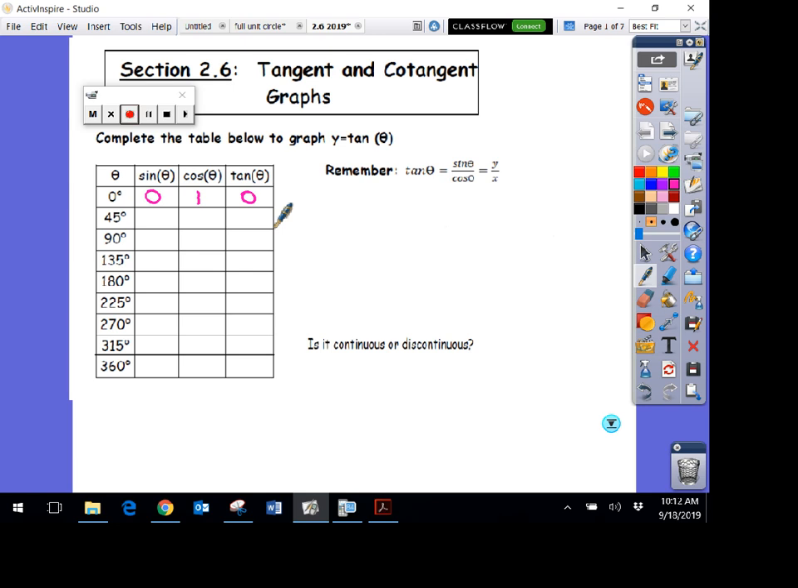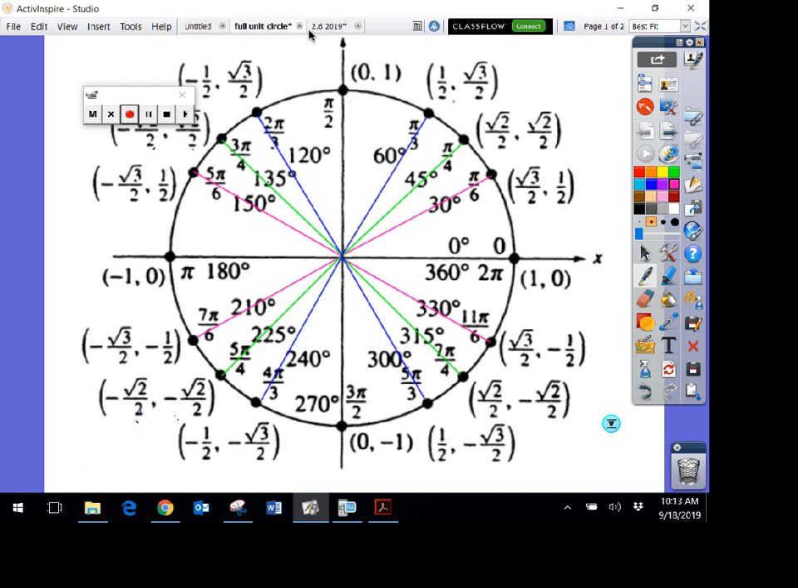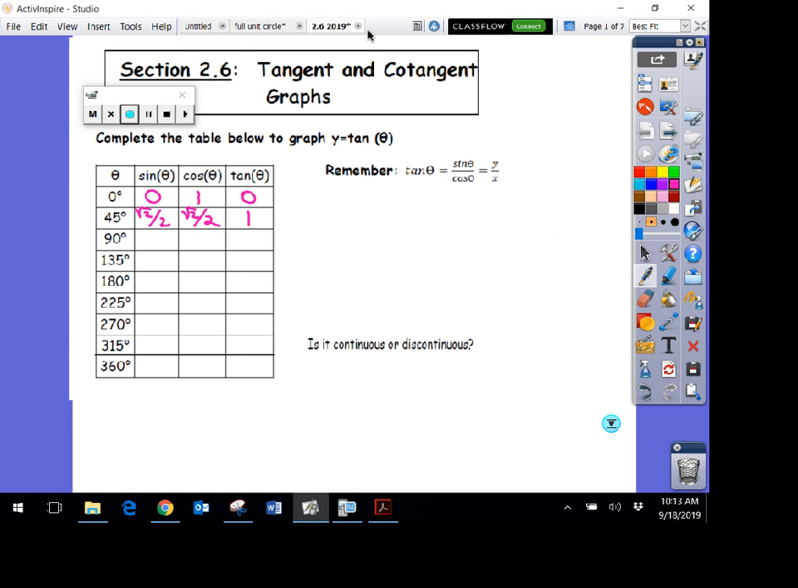All right, 45 degrees. So sine of 45 degrees is the square root of 2 over 2. Cosine of 45 degrees is the square root of 2 over 2. Sine over cosine in itself is 1. All right, 90 degrees, that's up at the top. So, up at the top, the cosine is 0, the sine is 1. So, the sine of 90 degrees is 1, the cosine is 0. Sine over cosine, 1 over 0, that is undefined.